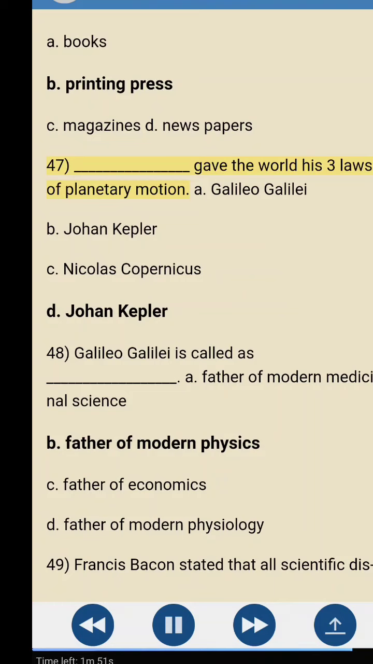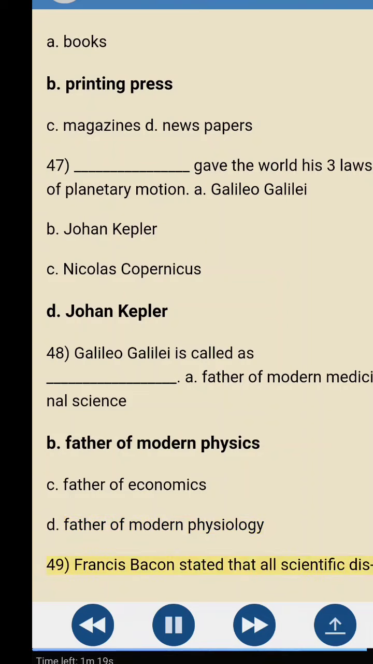47. Blank gave the world his 3 laws of planetary motion. A. Galileo Galilei. B. Johann Kepler. C. Nicholas Copernicus. D. Johann Kepler. 48. Galileo Galilei is called as blank. A. Father of modern medicinal science. B. Father of modern physics. C. Father of economics. D. Father of modern physiology.